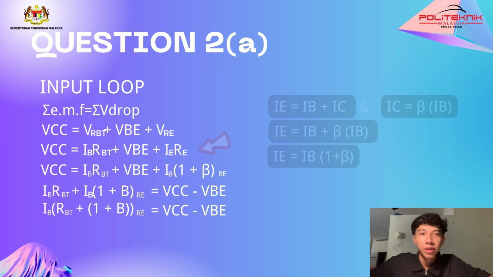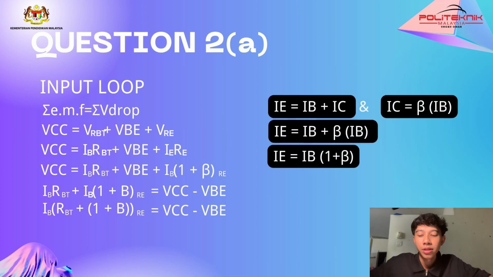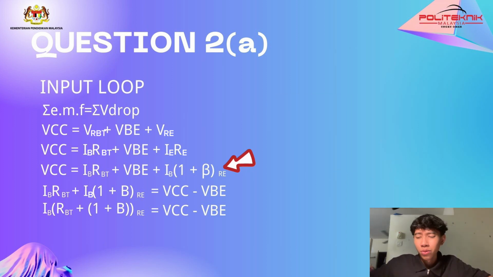And for your information, IE is equal to IB plus IC, and I think you know that IC is equal to IB multiplied with beta. We just put the IC equation into the IE, and it will be IE is equal to IB multiplied with 1 plus beta. Next, we continue to finish our derivation.